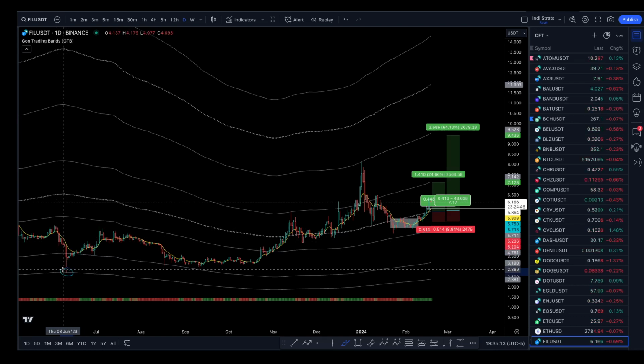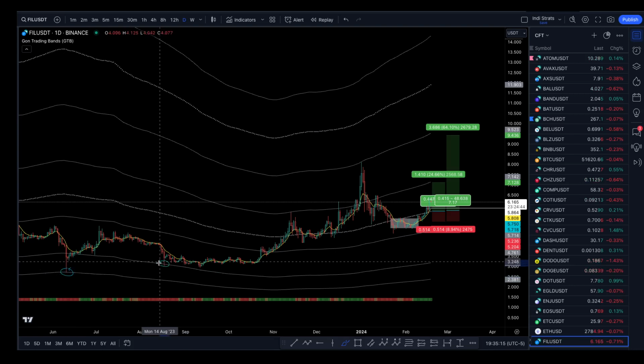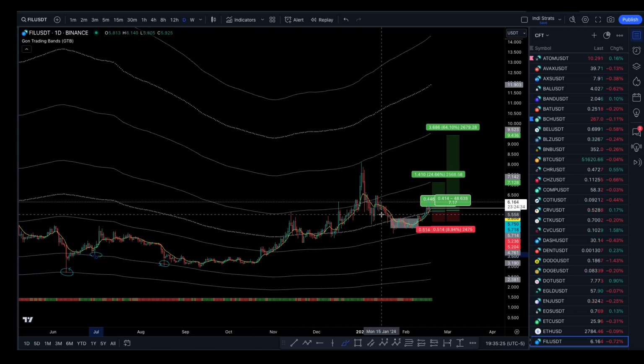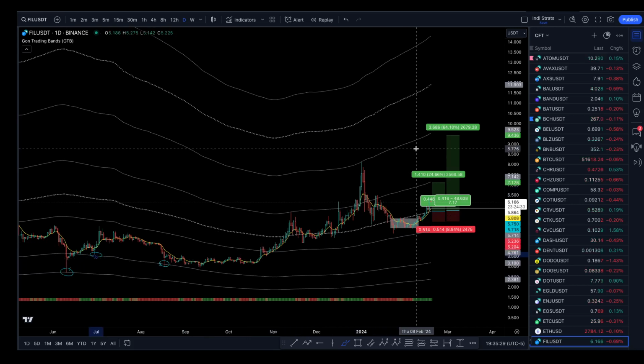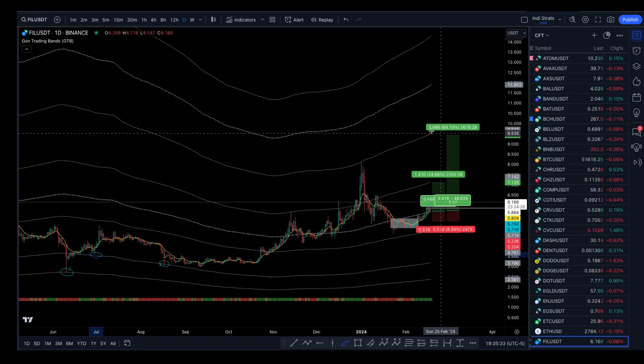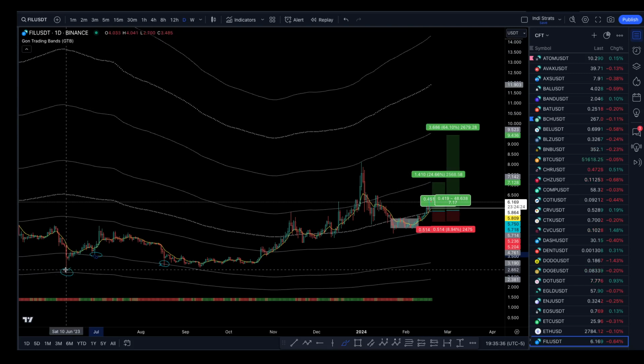But if you get a pinpoint entry at any of these bands and just say, okay, I expect this consolidation to end within the next few months, and then we will have a bull market, just enter here, and whenever price reaches the high band 1, 2, or 3, then start taking profits.